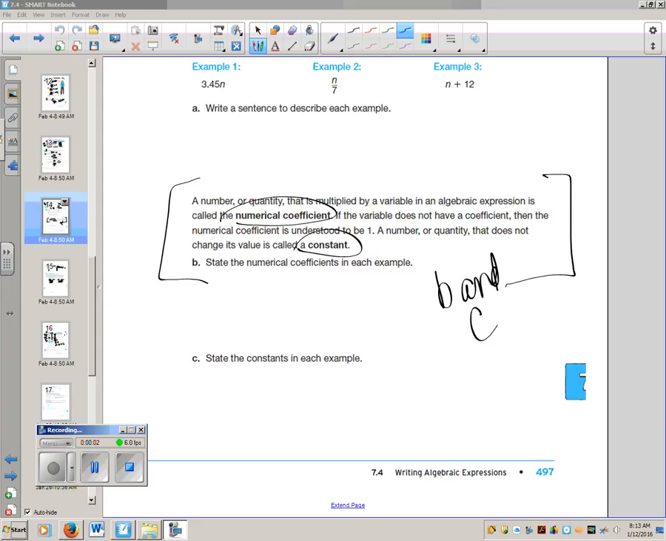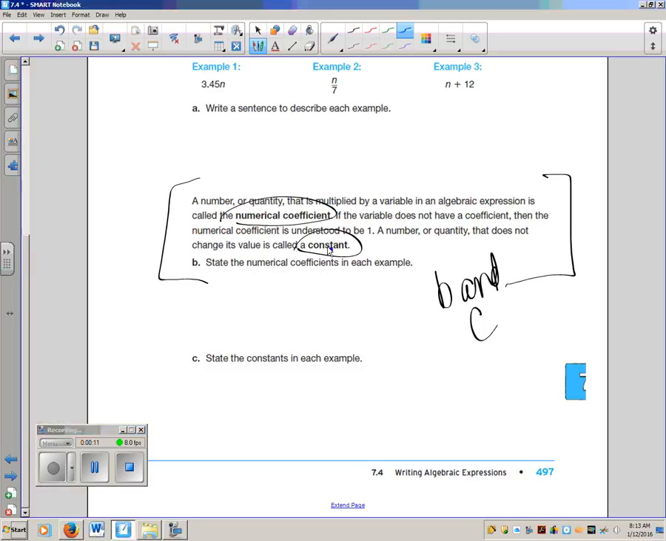All right, finishing up page 497. You need to understand the difference between what a numerical coefficient is and a constant. Numerical coefficient is the number that goes along with the variable. A constant is a number that does not change. It's constantly the same. So example 1, we have 3.45n.